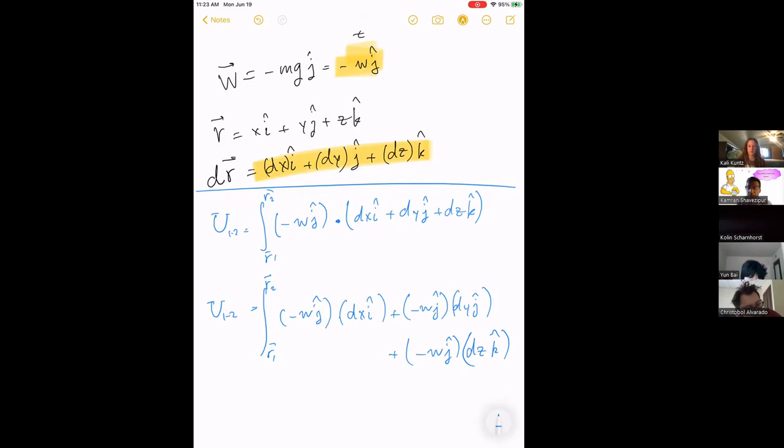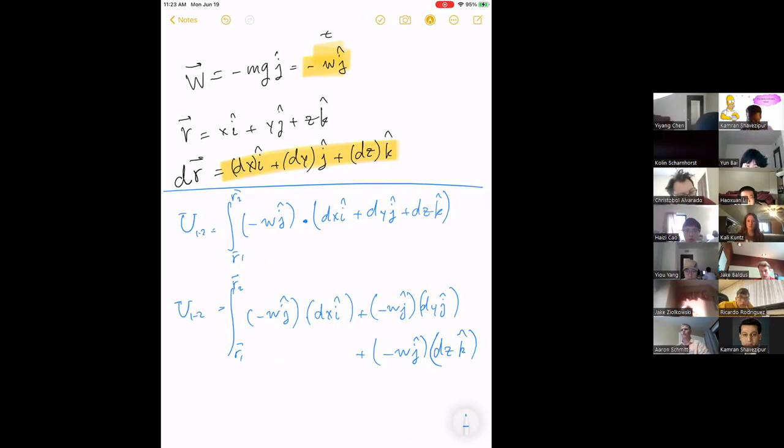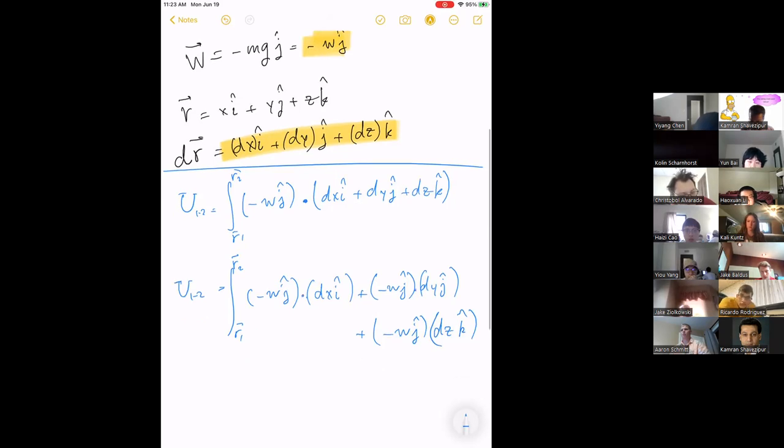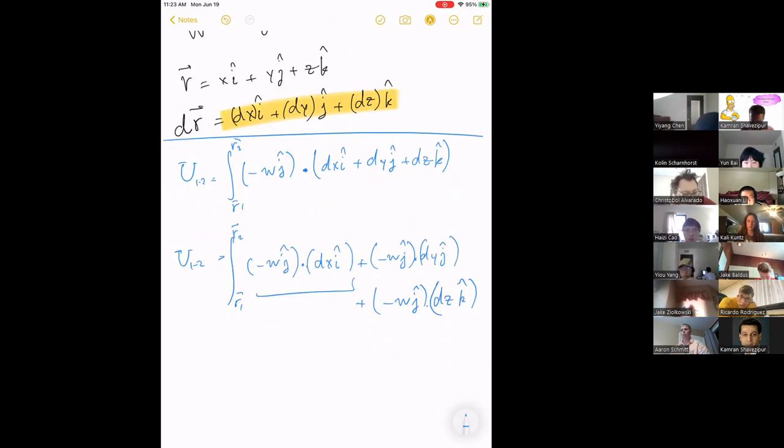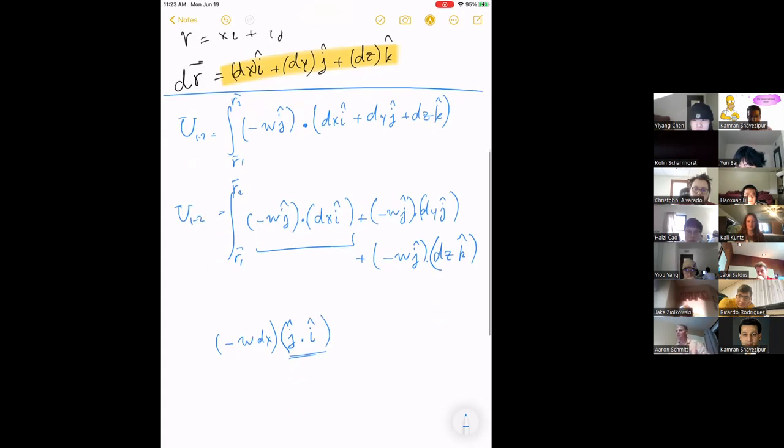Do you guys remember the dot product of ijk? These are all dot products, right? So I'm going to just write one of them. If you do that, you're simply going to get minus W dx, because they're just numbers, times j dot i. What is j dot i, or how much is j dot i? Haoxian, how much is j dot i? Zero. Why? I don't know. That's what my physics professor told me, and I went with it. You just trust what we tell you, right? You have a PhD. I don't. You don't need a PhD to do this.